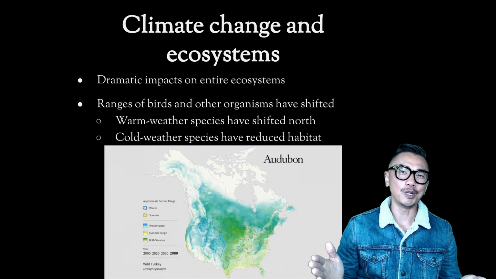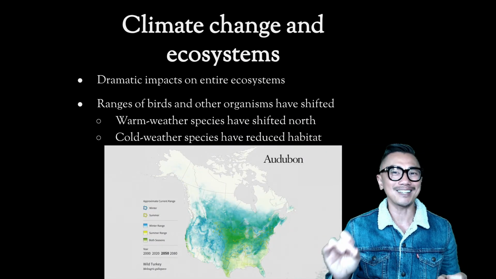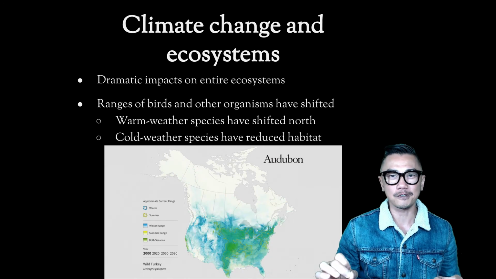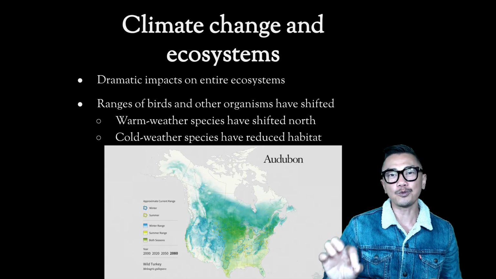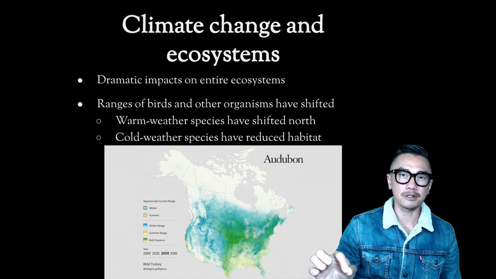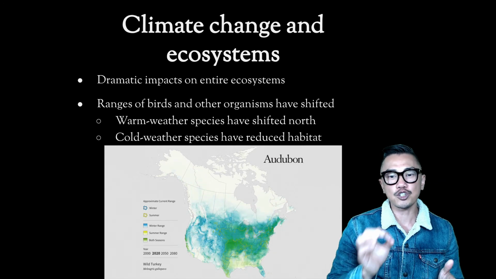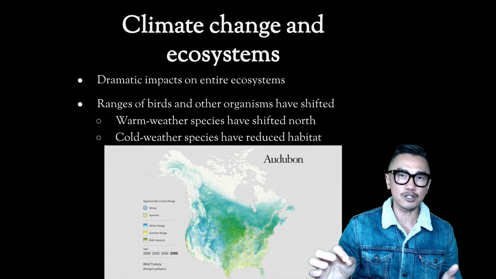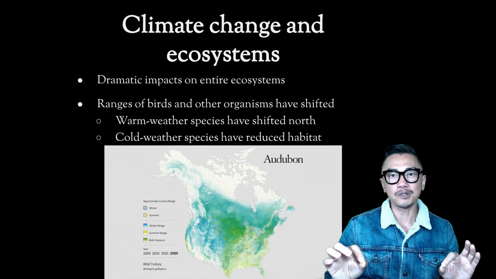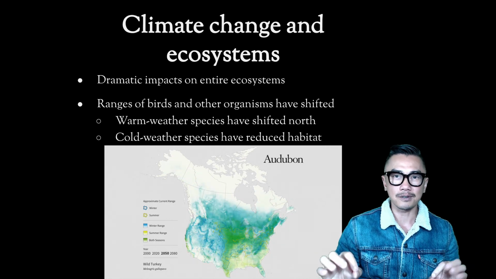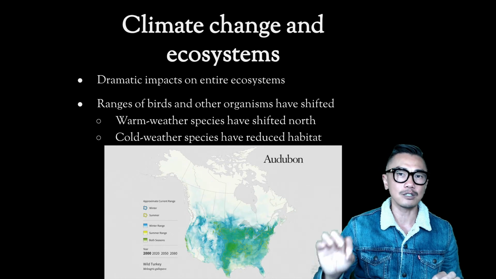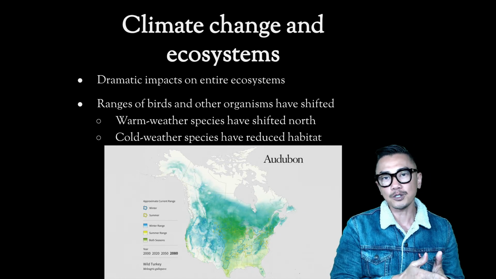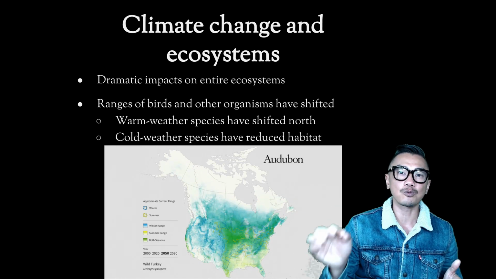No matter where you look, climate change has had dramatic impacts on entire ecosystems. One example is the ranges of birds and other organisms. Their ranges have shifted as the result of climate change. Warm weather species have expanded their ranges, and many of their ranges have shifted north. Cold weather species have seen their habitats reduced.